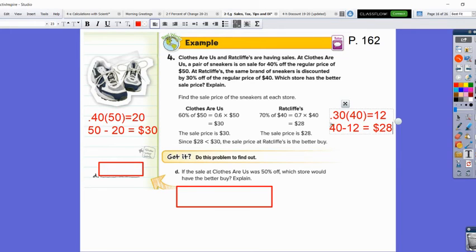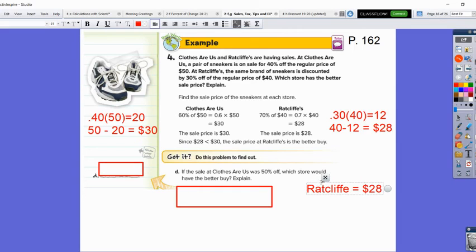Okay. So turns out that Ratcliffe's is going to be a better buy. Their sale percentage is not as high, but the price is lower, and Ratcliffe's turns out to be cheaper. Okay. Now it asks the follow-up here. If the sale at Clothes R Us was 50% off, which would be the better buy? So we already know Ratcliffe's is $28, okay, because they didn't change.